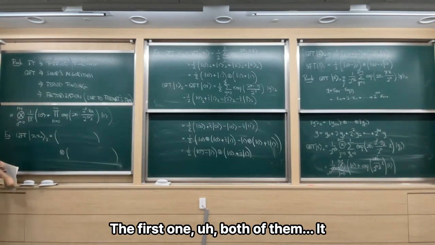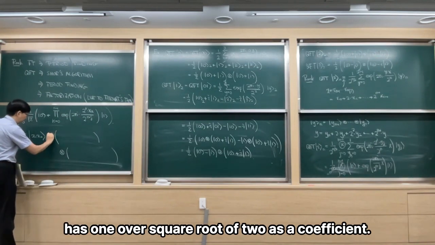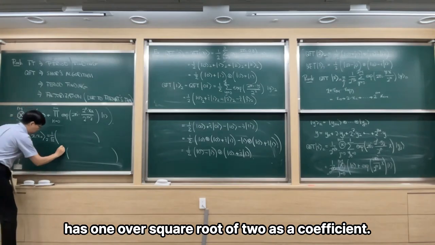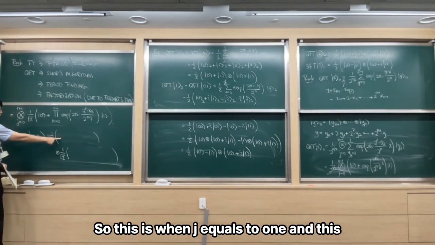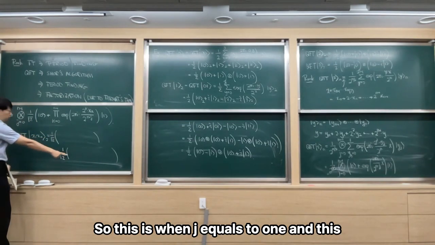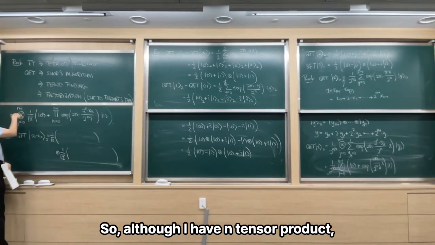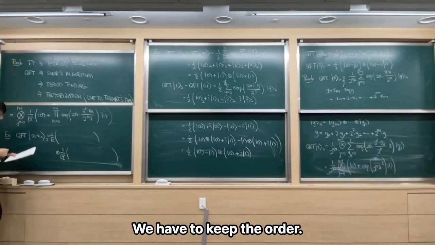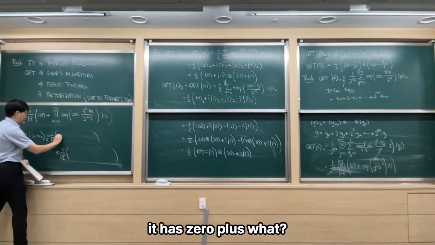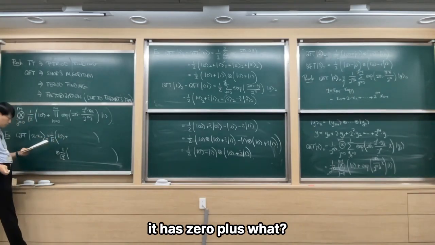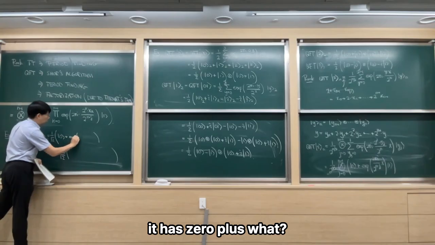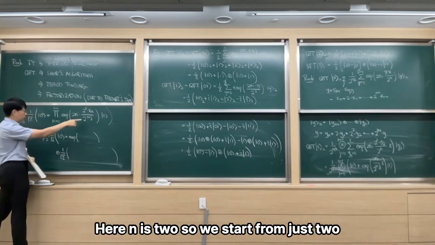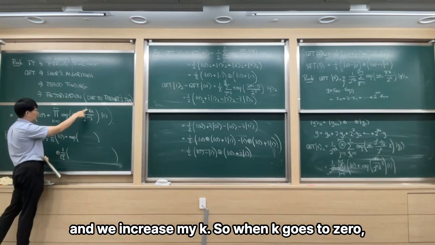Okay? So first one, both of them, it has 1 over square root of 2 as a coefficient. So this is when j equals 1, and this is when j equals 0. So although I have a tensor product, it seems like it has no order. We have to keep the order. So when j equals 1, it has 0 plus what? So when j equals 1, we start from the 2 to the n minus 1. Here n is 2, so we start from just 2. And we increase my k.